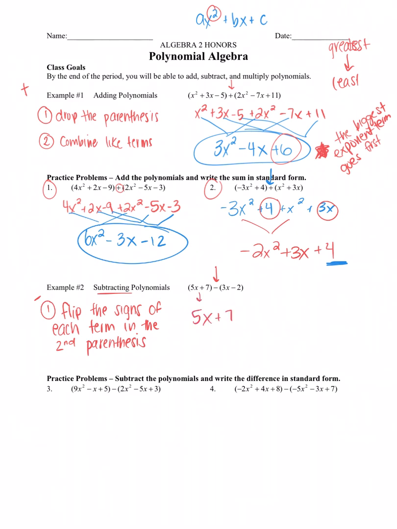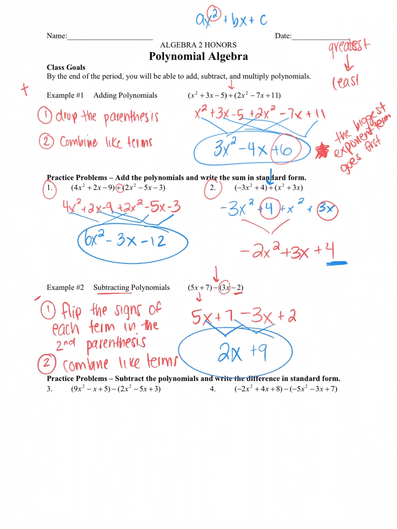No signs are flipping. Now what I need to do is I need to flip the sign of a positive 3x. So that becomes a negative 3x. Now I have a negative 2, so I need to flip the sign, and that leaves me with a positive 2. And then the second step and the final step is just to combine like terms, okay? And in this case, my like terms are 5x minus 3x, which gives me 2x, and then 7 plus 2, which gives me 9, okay?